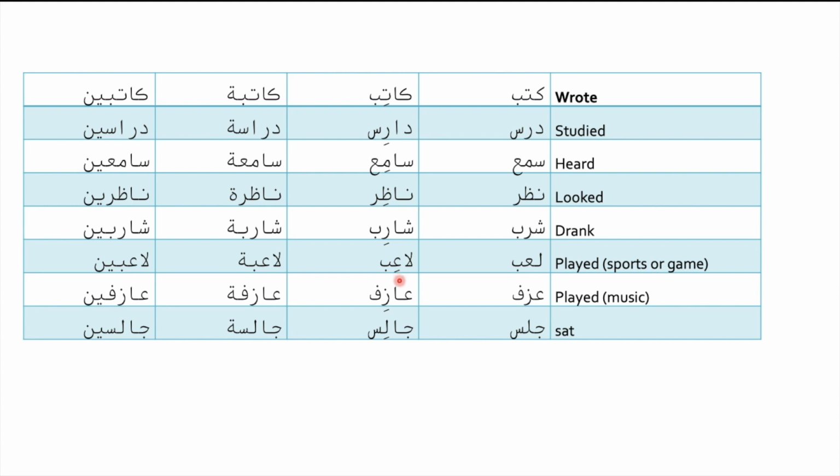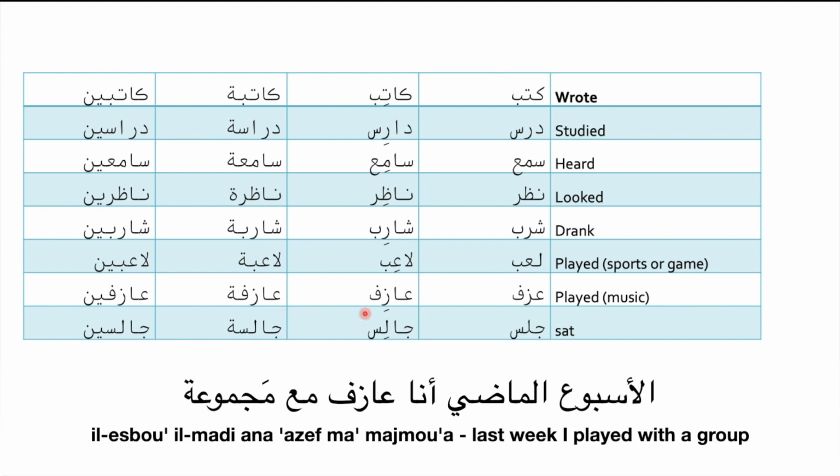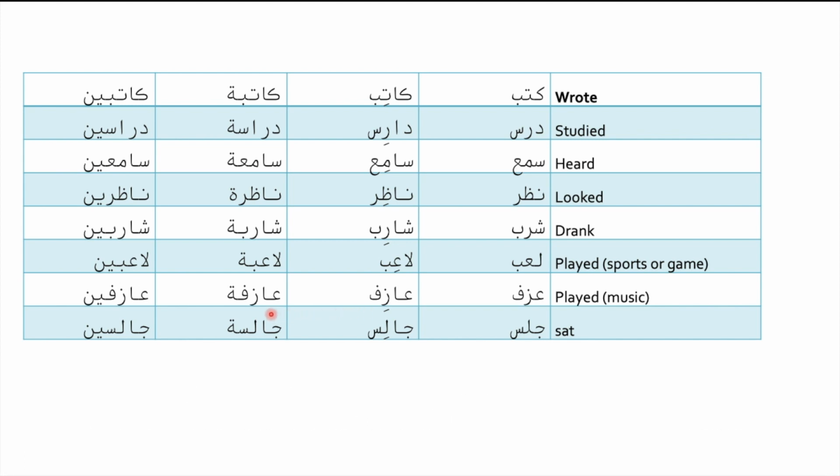And then we've got لعب, playing. لعبة, female, playing. لاعبين, group of guys playing. عازف, playing an instrument. You could say الأسبوع الماضي أنا عازف مع مجموعة. Last week I played with a group of people. أنا عازفة. So you would use it to describe a feminine, and عازفين for a group of people.